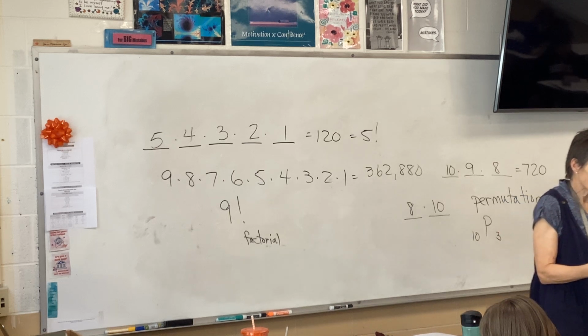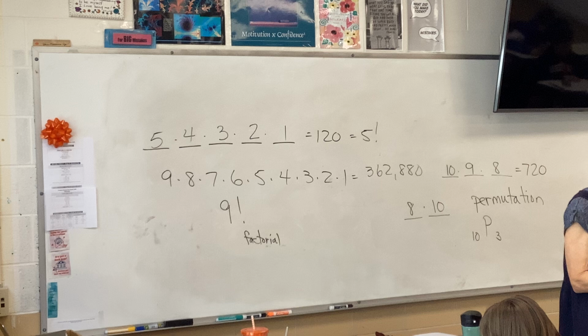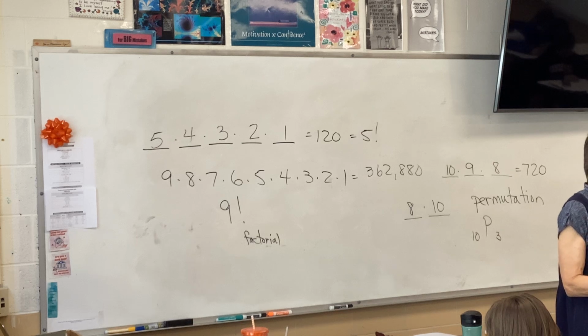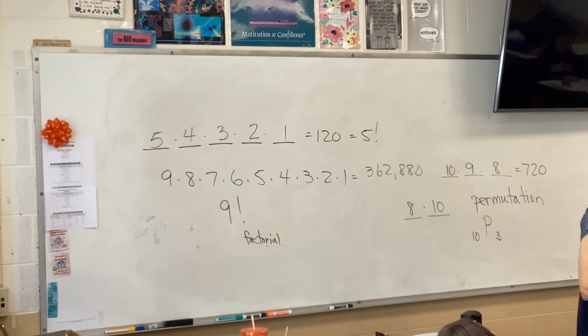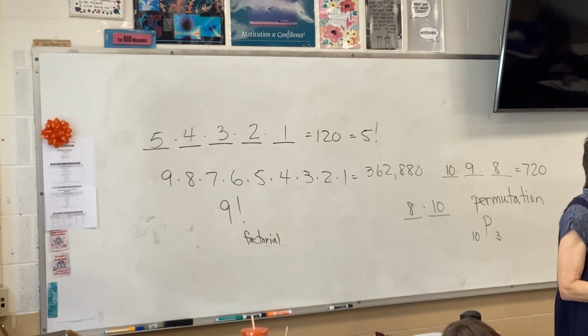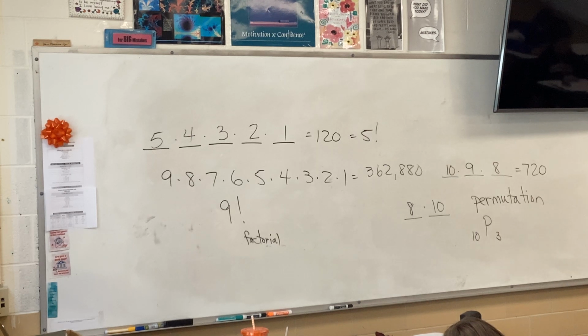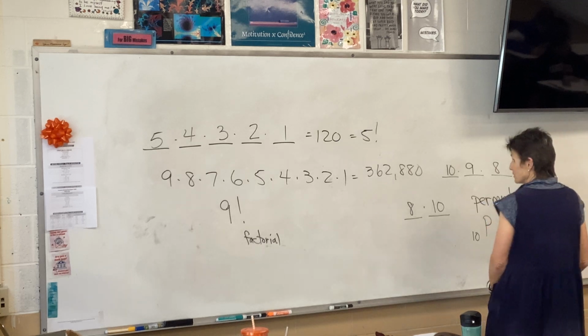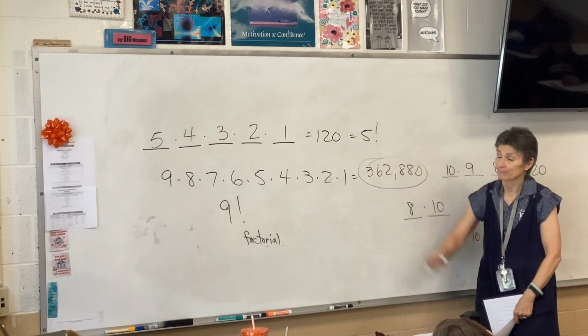How many ways can the home row of the keyboard, the letters A, S, D, F, G, H, J, K, L, be arranged? 9 factorial. How many letters are there in that list? 9. How many ways can we arrange 9 things in a row? 9 factorial.